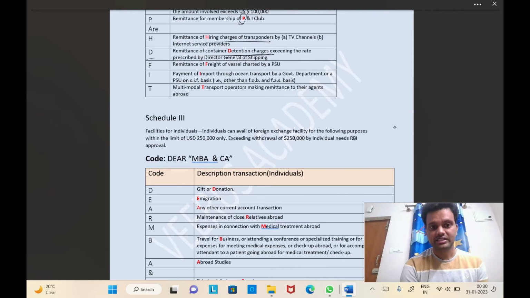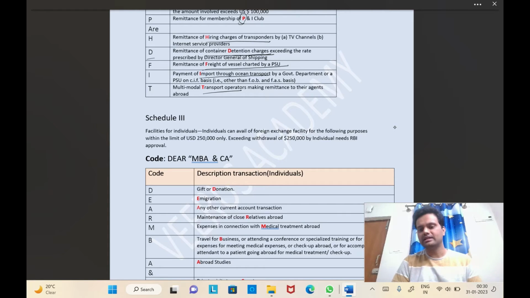Then FIT. F relates to freight of vessel chartered by PSU, public sector undertaking. Freight of vessel chartered by PSU. I means import through ocean transport. And T means transport operators. So this is what the code is.